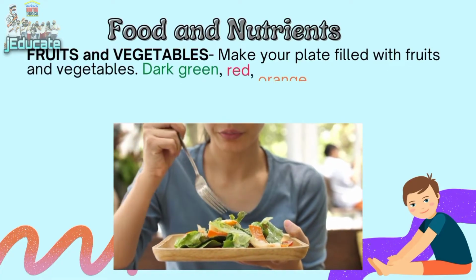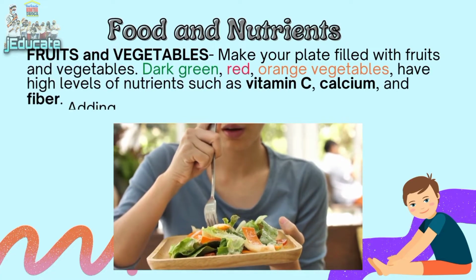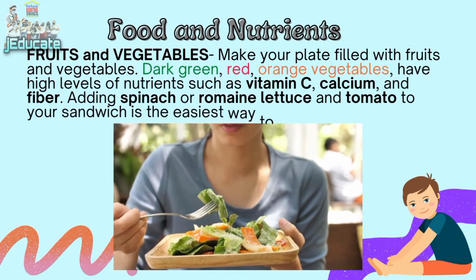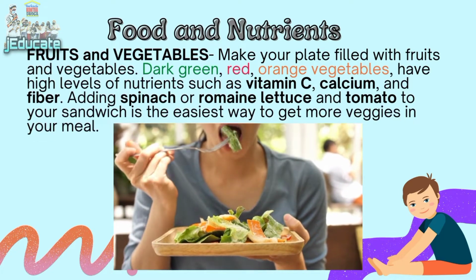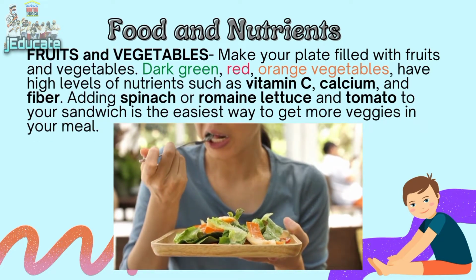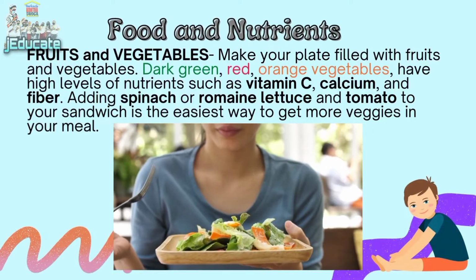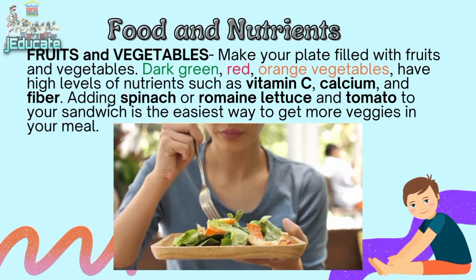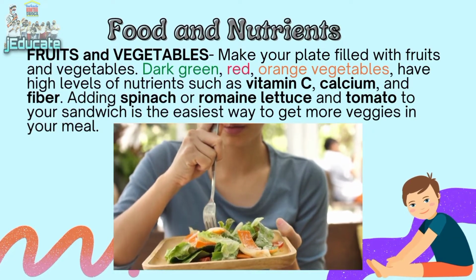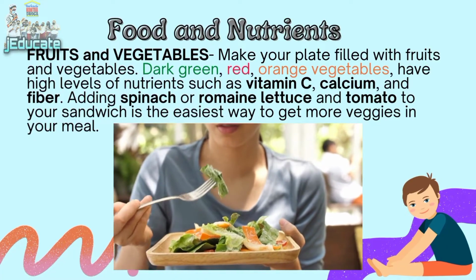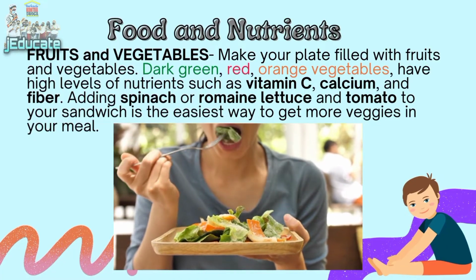Fruits and vegetables. Make your plate filled with fruits and vegetables. Dark green, red, and orange vegetables have high levels of nutrients such as vitamin C, calcium, and fiber. Adding spinach or romaine lettuce and tomato to your sandwich is the easiest way to get more veggies in your meal.